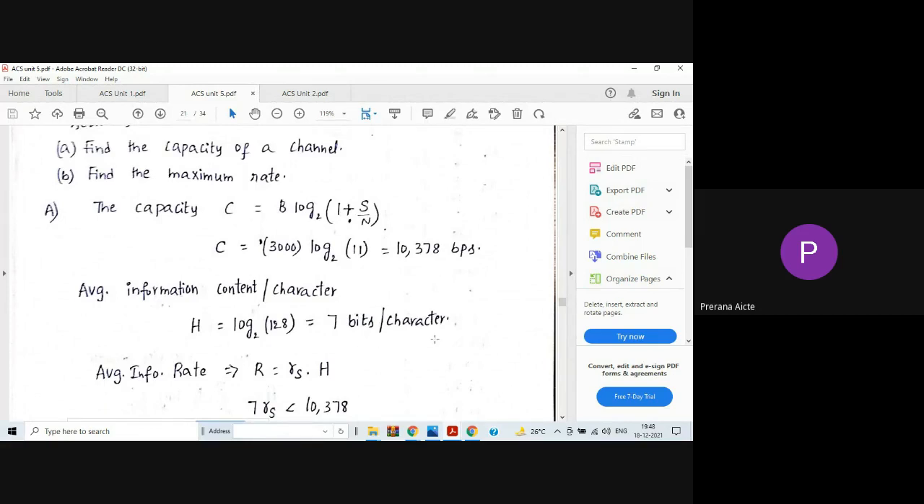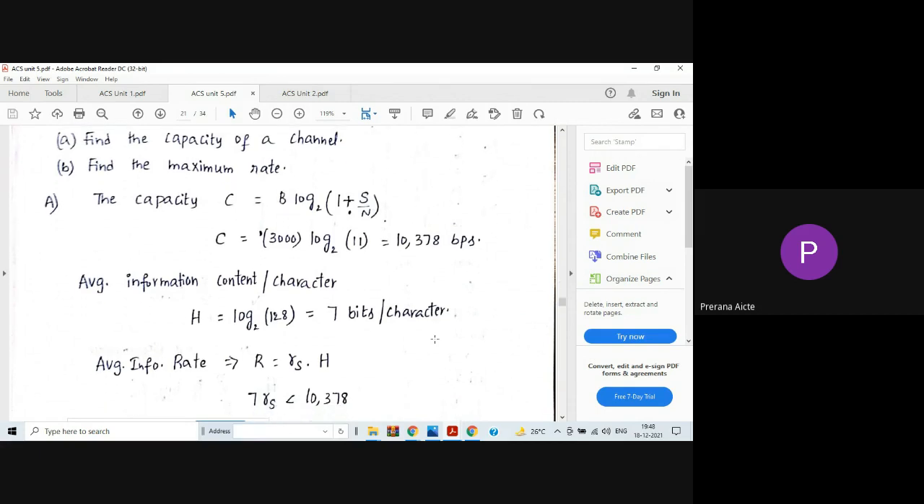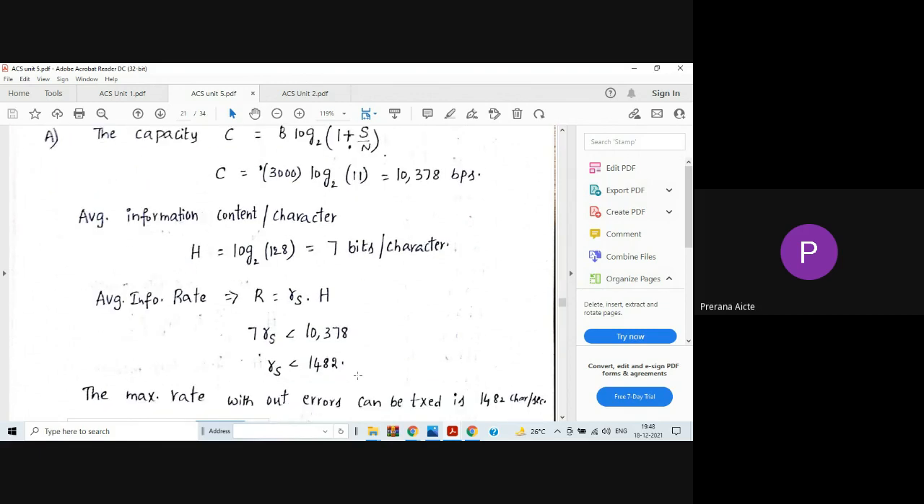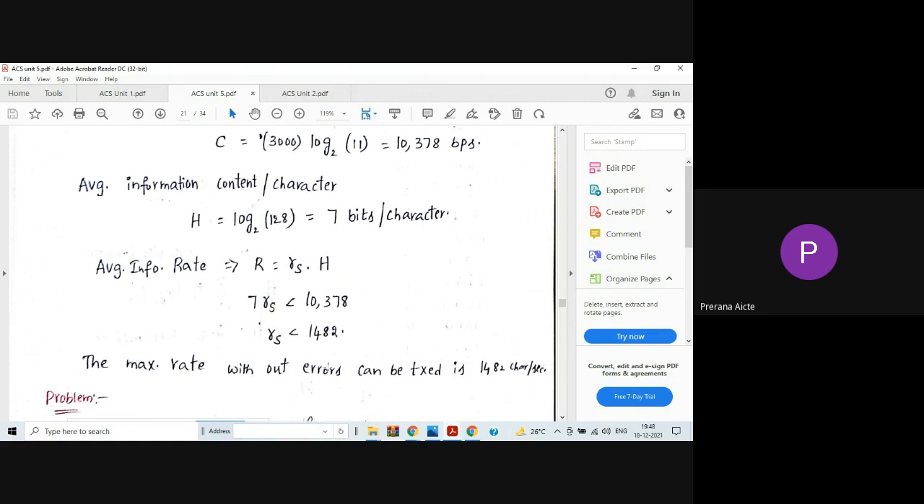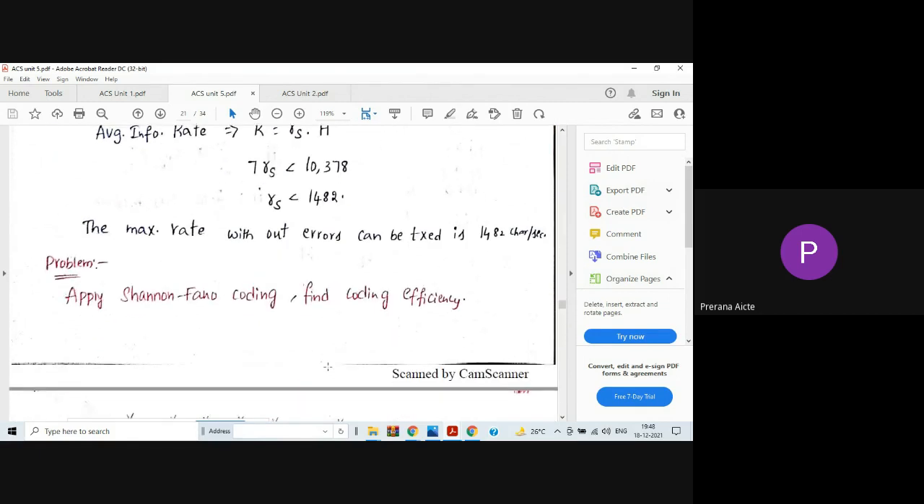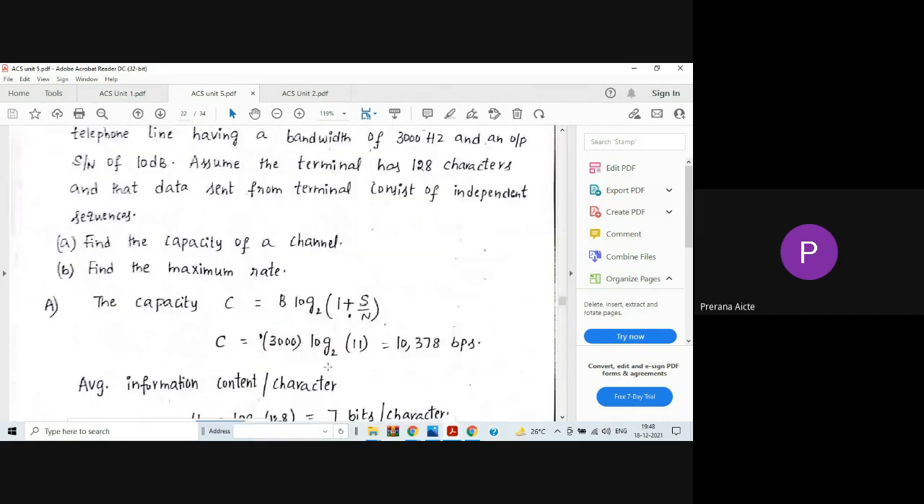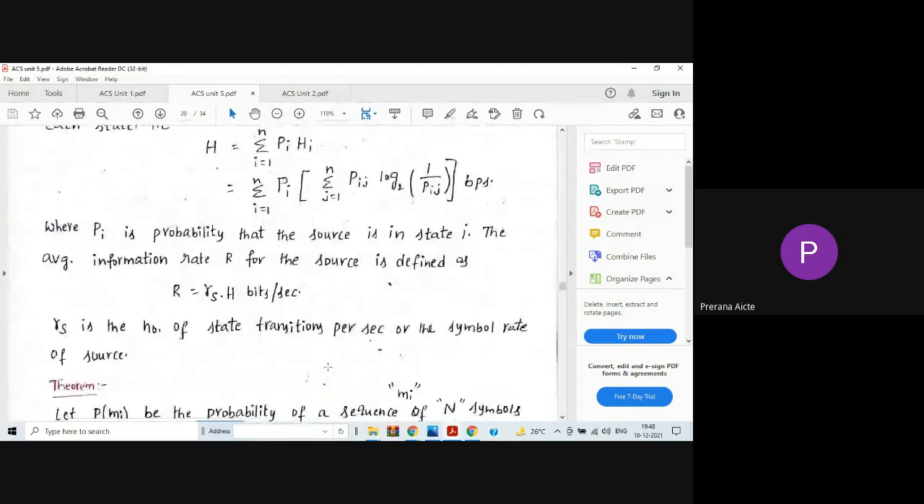And we know, just now we said, the average information rate, capital R equal to small r into H. So how many bits per character are we sending? 7. So 7 r, which is less than 10,000. Why? Because the capacity of the channel is 10,378. So from this, what is the r? That is the rate at which information is transmitted, which is 1,482. Okay, that is about entropy and the channel capacity theorem.